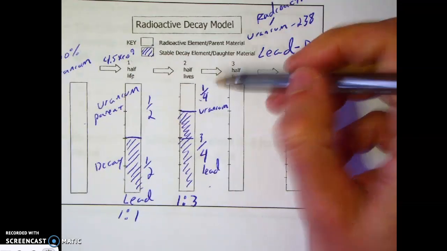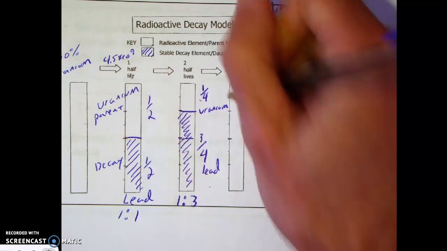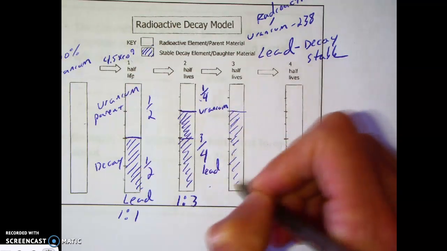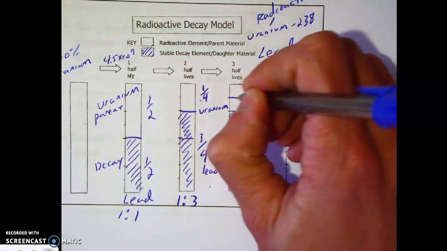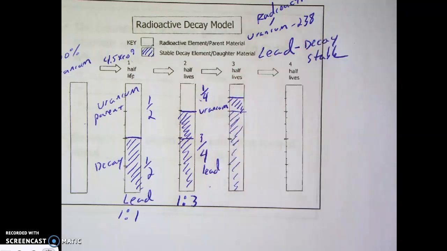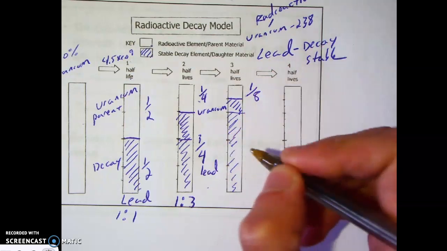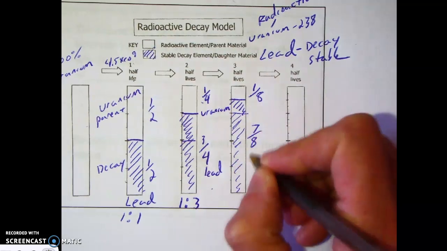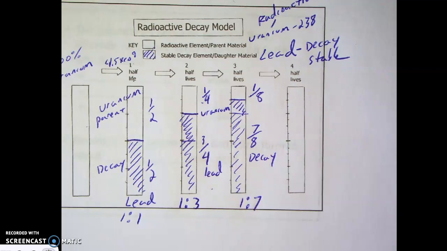If another 4.5 times 10 to the power of 9 years go by, or another half-life for uranium goes by, well, now we have all of the stable decay product from before. Now we're taking our 1/4 uranium and splitting that in half. Half of that is radioactive, half of it is decay, and we end up with that situation. Now if we divide this up into eighths, 1/8 would be uranium, and 7/8 would be decay or stable, and we end up with a ratio of 1 to 7.